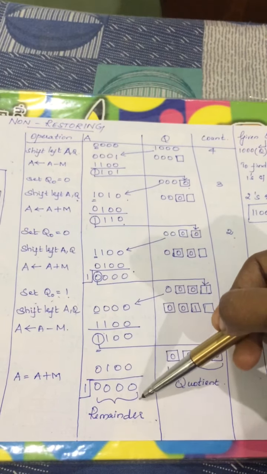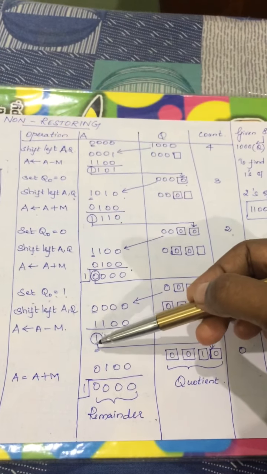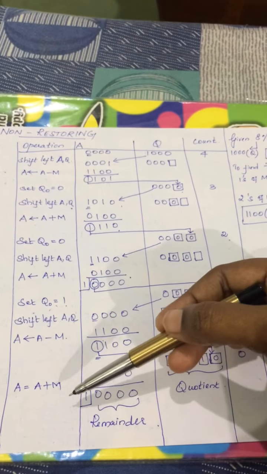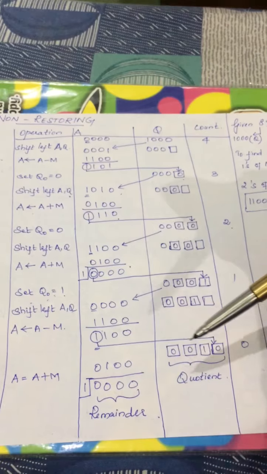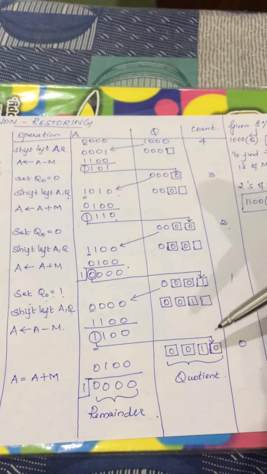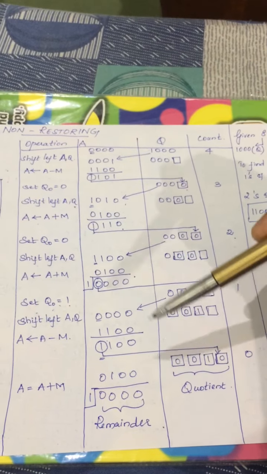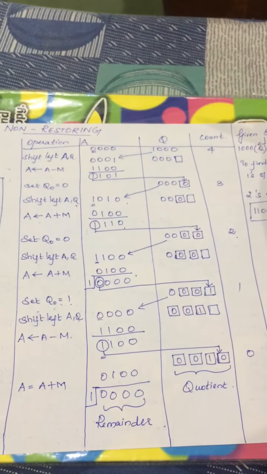So 0 plus 0 0, 0 plus 0 0, 1 plus 1 0 1. So 1 is the overflow condition, remove it. So the remaining thing is going to be the remainder part, and this is going to be your quotient part. So always the quotient will be stored in your Q register, and the remainder will be stored in your A register. Got it?